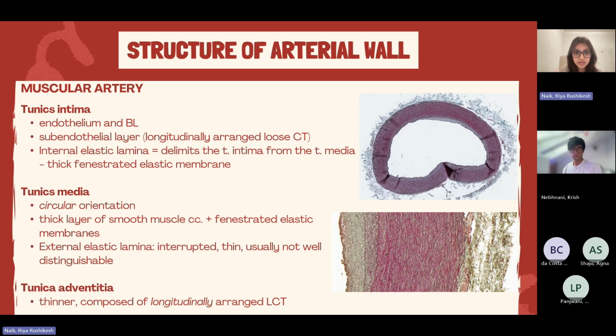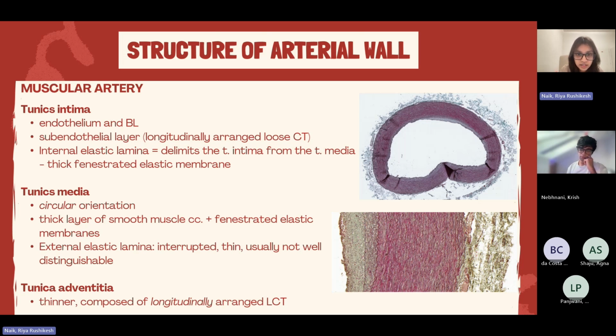This innermost layer you can see here is the tunica intima. This middle red thick layer is the tunica media. And this outer layer is your tunica adventitia. I'll use this diagram so that you understand it better. The tunica intima is this part, which consists of the endothelium and the basal lamina. It also has a subendothelial layer, which consists of loose connective tissue, which is longitudinally arranged.